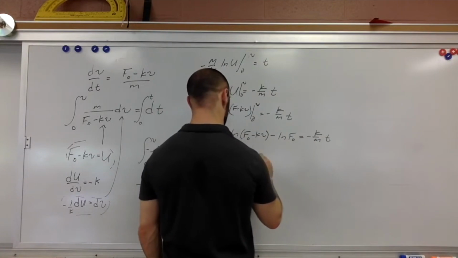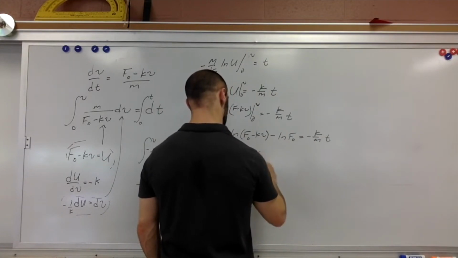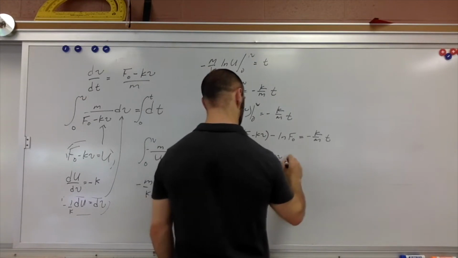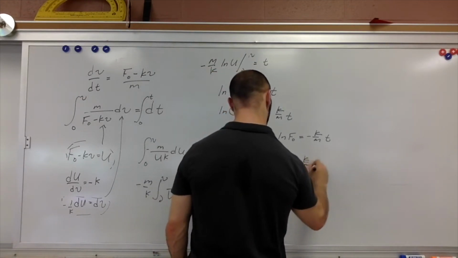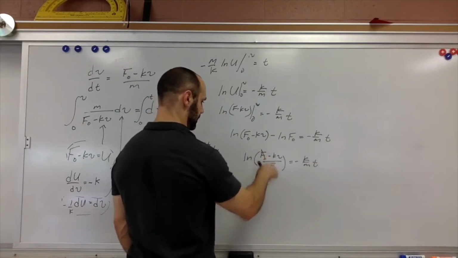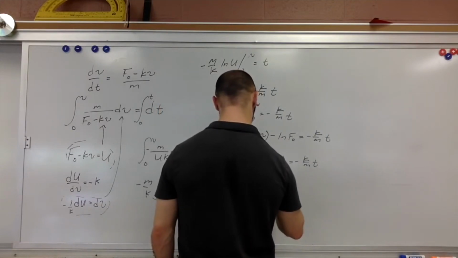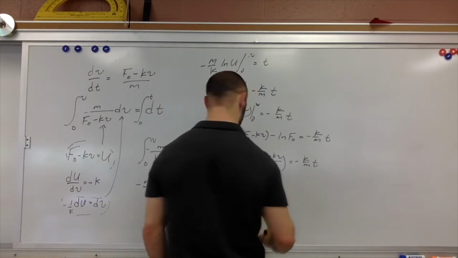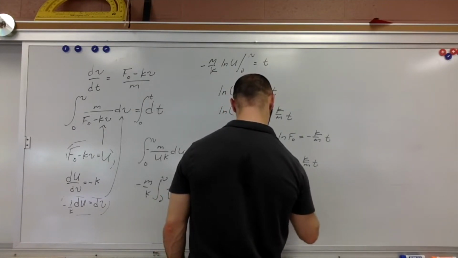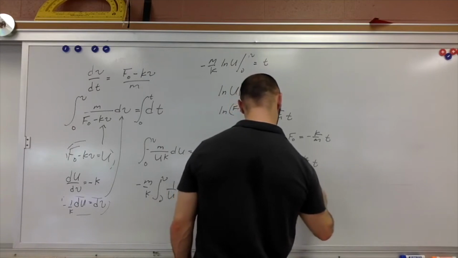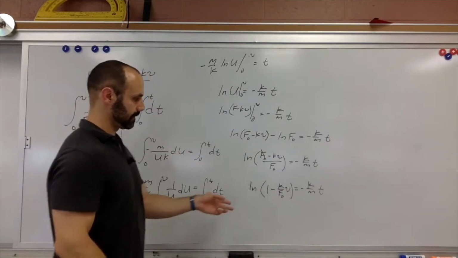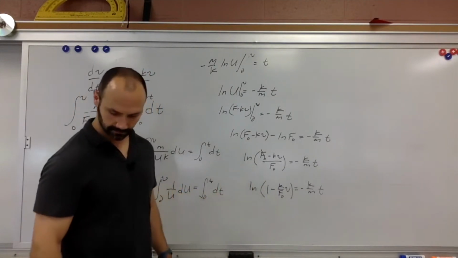So I get natural log of F naught minus kV over F naught equals negative k over m times t. So this can go out of there, and this just becomes natural log of 1 minus k over F naught times v equals negative k over m times t. Good. Now what I'll do is I'll take e to both sides.